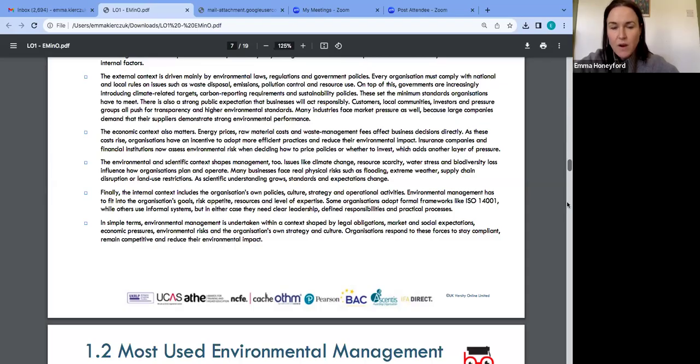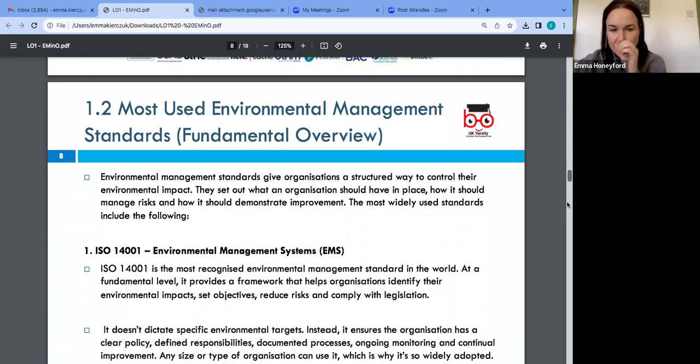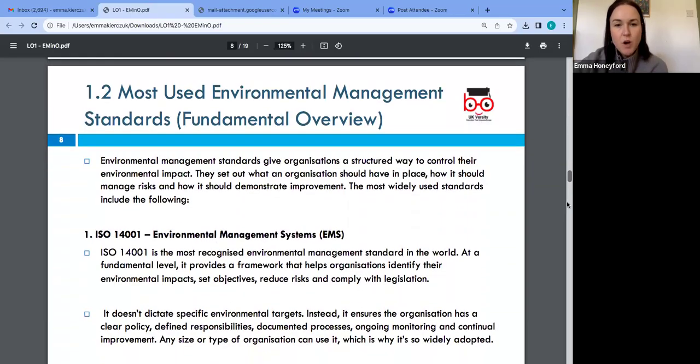So why does an organisation take action for the environment? You've got your legal obligations, market and social expectations, economic pressures, and environmental risks. And then the different standards. These are the most common standards being used at the moment, and they give organisations a very structured way to control their environmental impact. It's a structure for organisations to understand which areas they really need to consider.